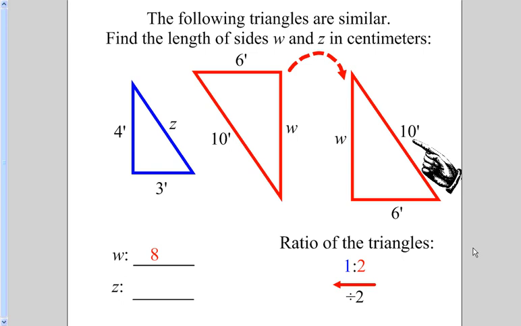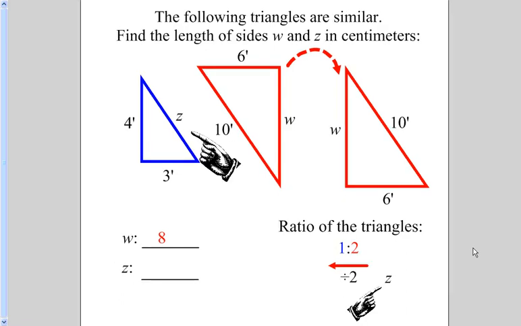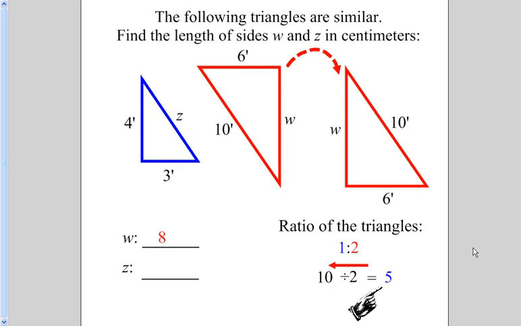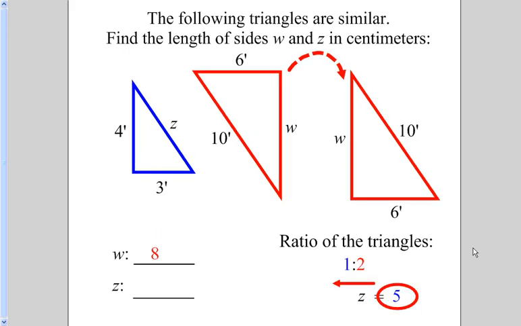So we have the side 10 feet for the hypotenuse. Again, that fancy name for the long side opposite a right angle. So 10 feet is the length of the hypotenuse on the larger triangle. To find Z, we take the larger length, 10 feet, divided by 2. 10 divided by 2 is 5. So Z is the length of 5 feet for the hypotenuse of the smaller triangle. So there we found W and Z.